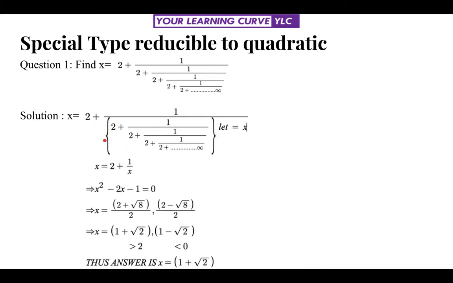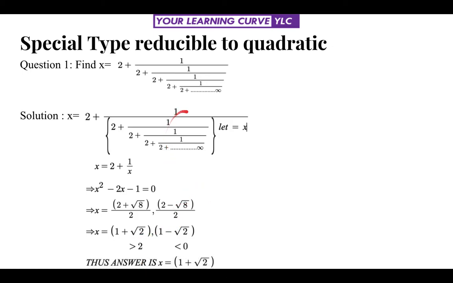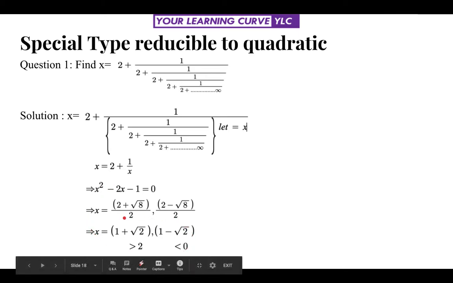So we can write x is equal to 2 plus 1 by x, and now you take the LCM, you get the quadratic x square minus 2x minus 1 equal to 0, and you apply the Sridharacharya formula to get x is equal to 1 plus root 2 or 1 minus root 2. This is the value of x. We have reduced this by making this substitution into a quadratic, then we solve the quadratic. Now one problem arises: we got two values of x, 1 plus root 2 and 1 minus root 2. This series cannot have two sums, it has to be one number.